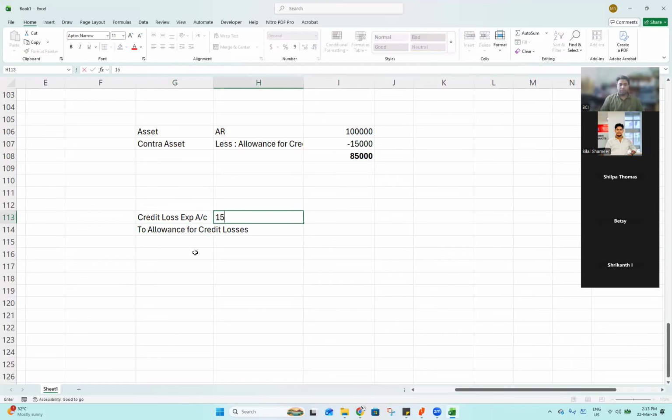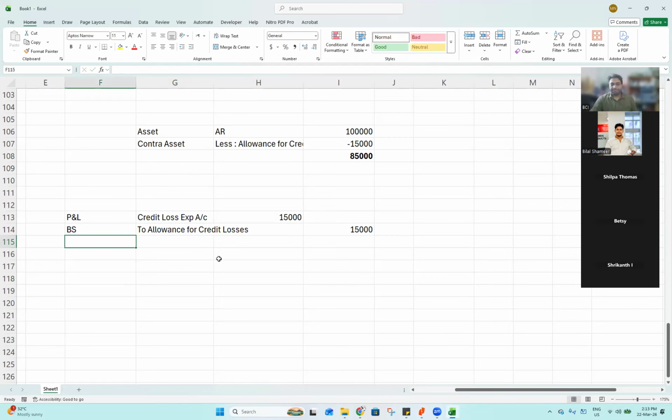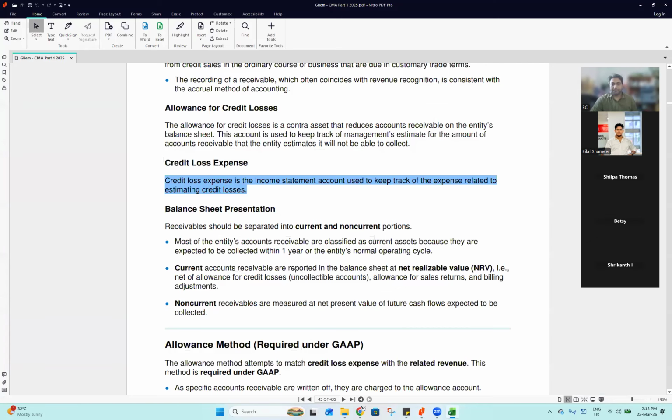For example, 15,000 is the amount. Then, so what happens? This is a P&L item. This is a balance sheet item. Clear? Now, the balance sheet presentation.